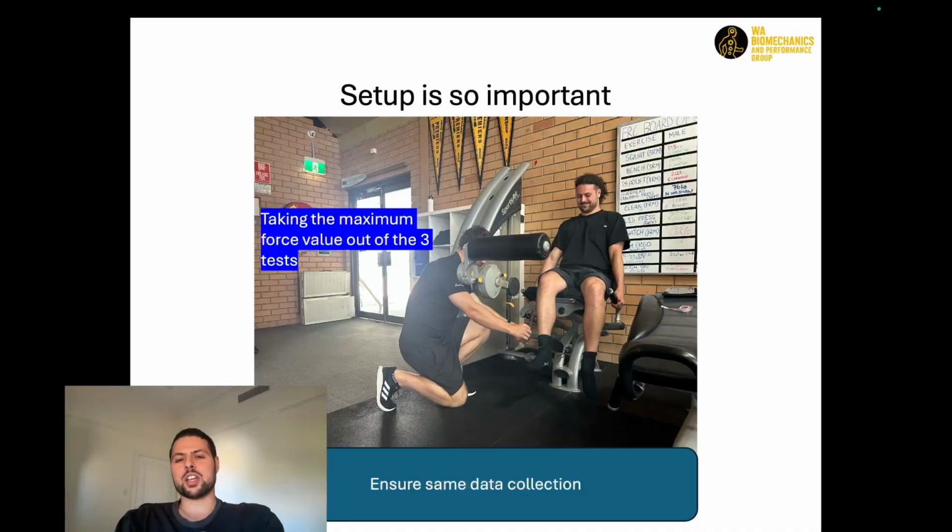Definitely only doing 1 test is probably not good enough because you want to make sure that this test is reliable and it's giving you a similar result. There's no outliers.